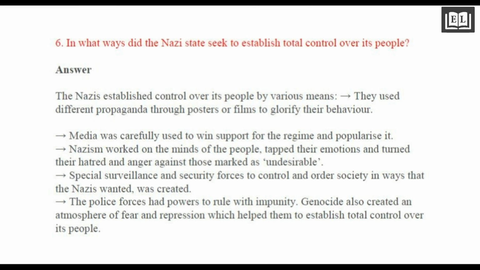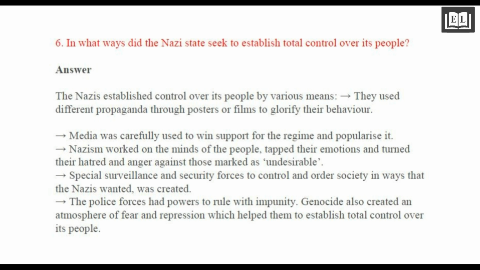6. In what ways did the Nazi state seek to establish total control over its people? Answer. The Nazis established control over their people by various means. They used different propaganda through posters or films to glorify their behavior. Media was carefully used to win support for the regime and popularize it. Nazism worked on the minds of the people, tapped their emotions, and turned their hatred and anger against those marked as undesirable.